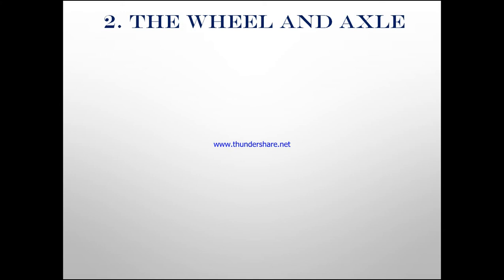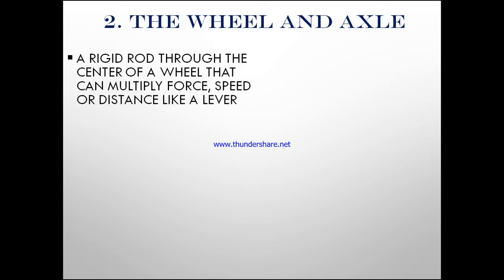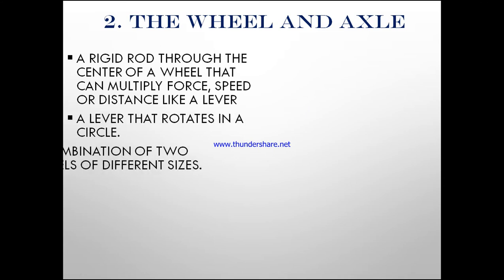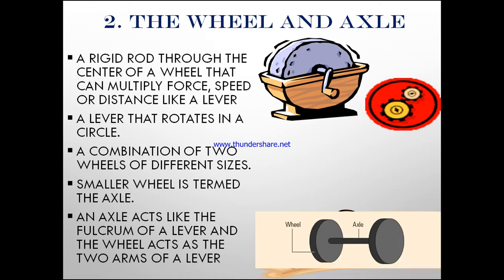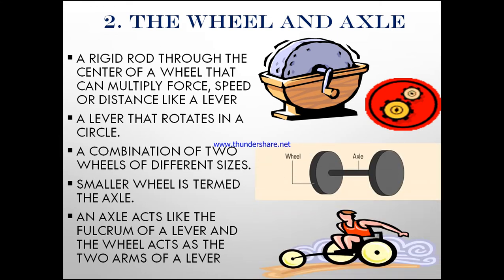The wheel and axle. A rigid rod through the center of the wheel that multiplies force. So you'll find the force increase. Okay, a rigid rod through the center of the wheel that can multiply force, speed, or distance like the lever. A lever that rotates in a circle. So you'll find it rotates in a circle.